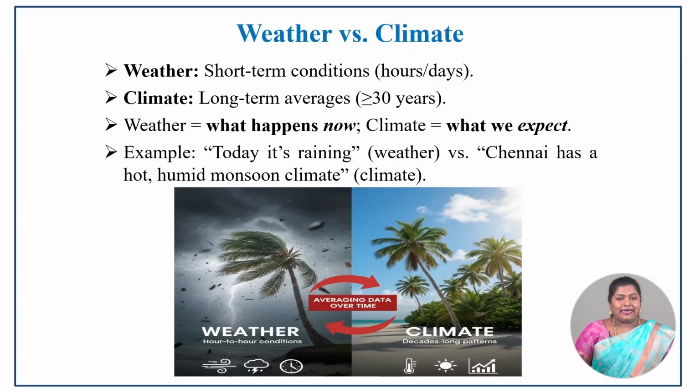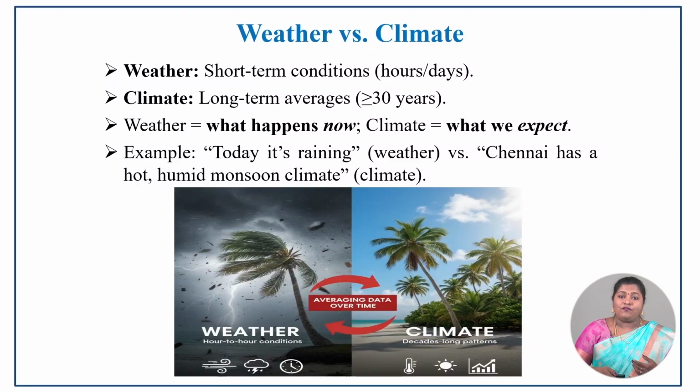Weather versus climate. What is meant by weather? Weather is a short term condition, that is, it lasts for a few hours or some days. Weather is what is happening now, and we say that today is raining, yesterday was a sunny day. All these terms are related to weather.